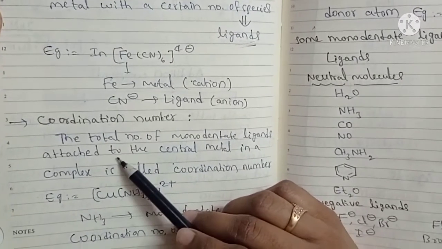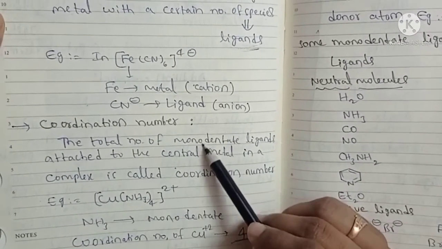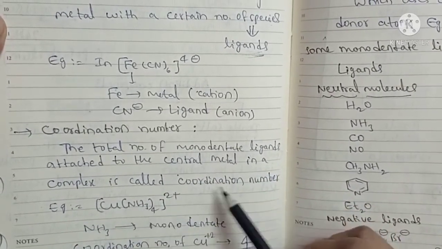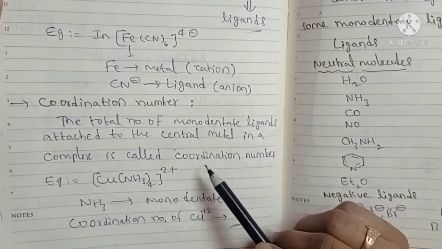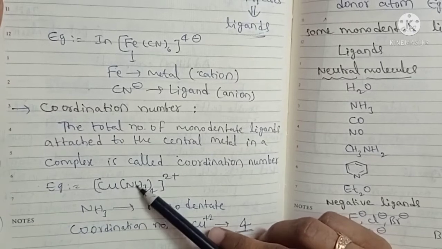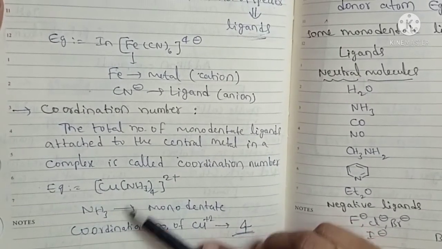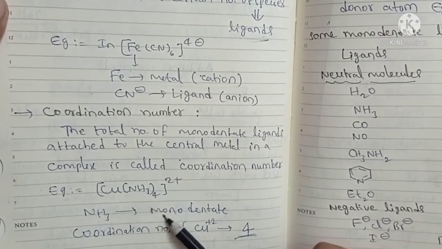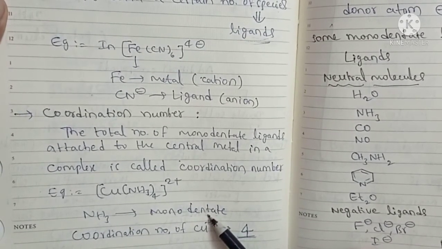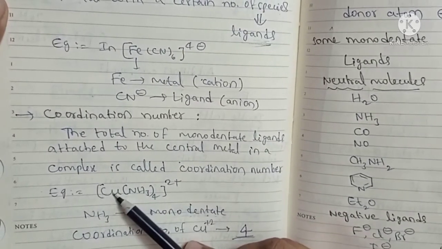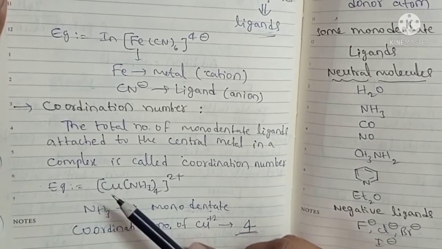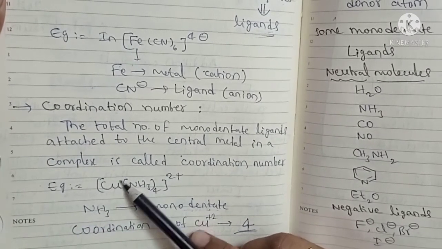And next, coordination number. The total number of monodentate ligands attached to the central metal in a complex is called the coordination number. So coordination number is the number of sites occupied by the ligands. For example, NH3 is a monodentate ligand. It occupies only one position, one coordination site, around the metal.